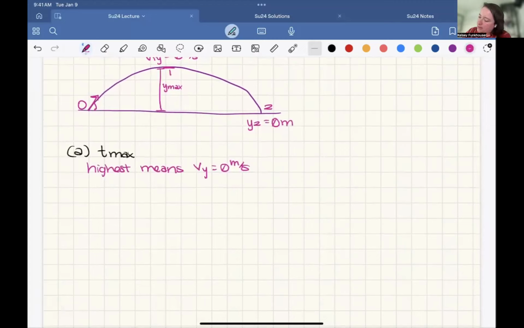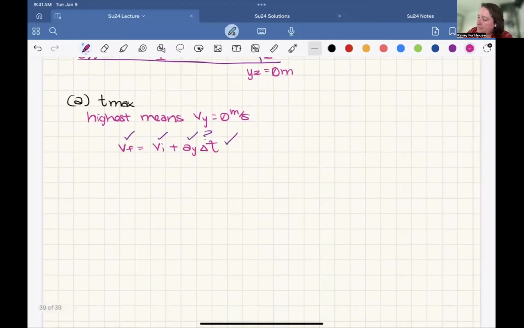So let's see, we want the time. Let's take a look at this equation, see if it has everything we need. So v final equals v initial plus acceleration times the time interval. So we know this is 0, we know what that is, we know what that is, and we want this. Cool. We can use that equation then. Might be able to use a different equation too, but either way.